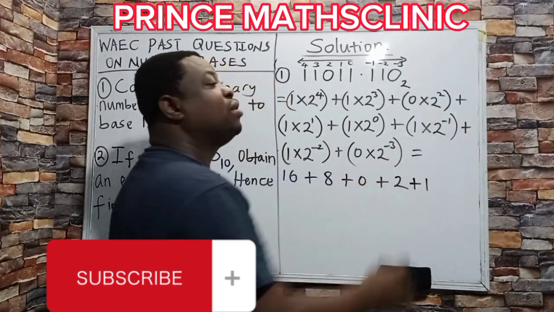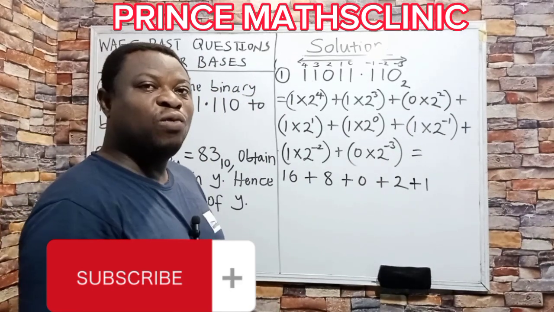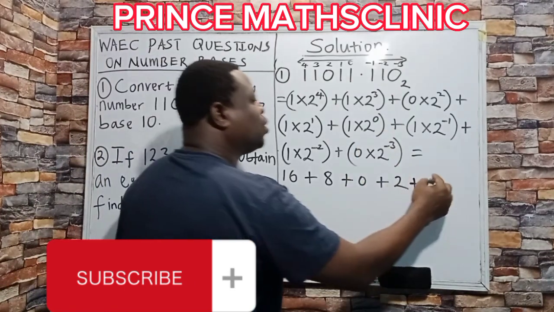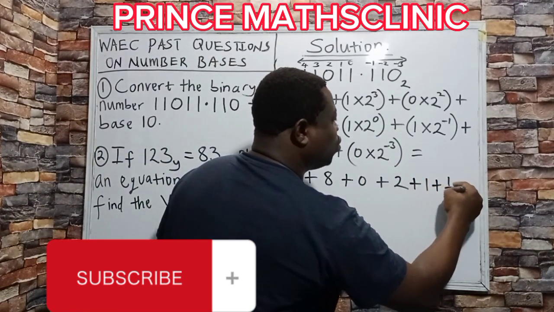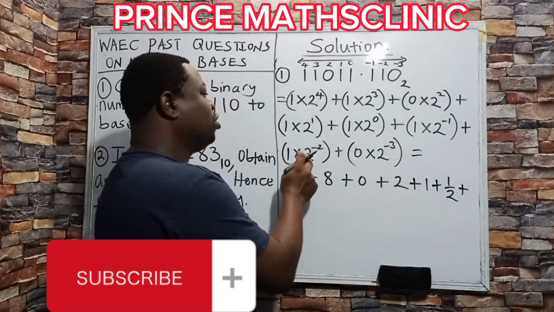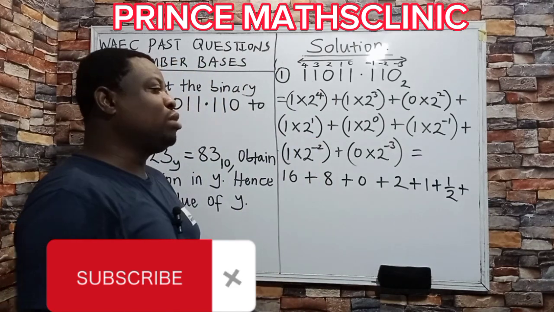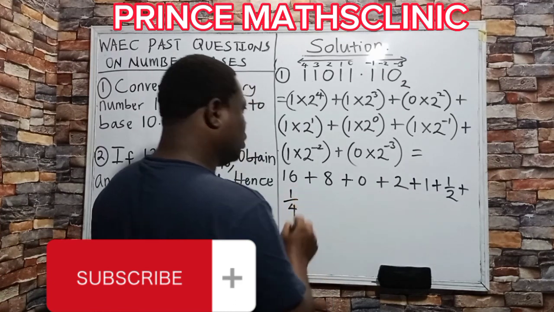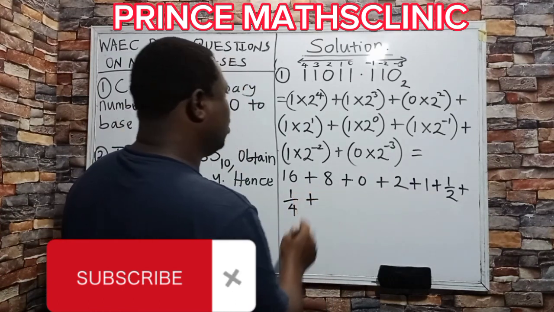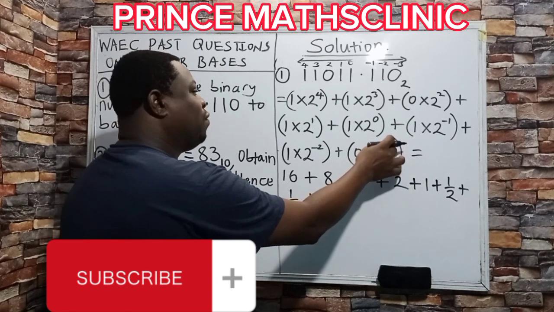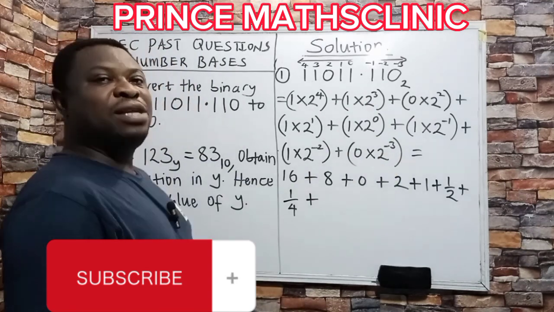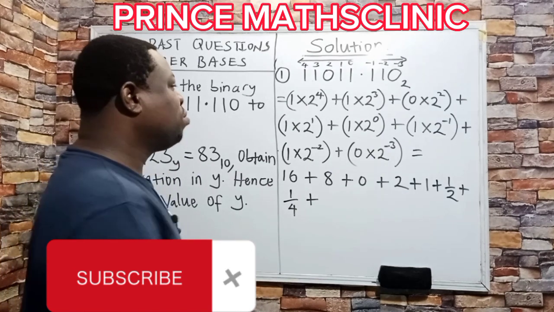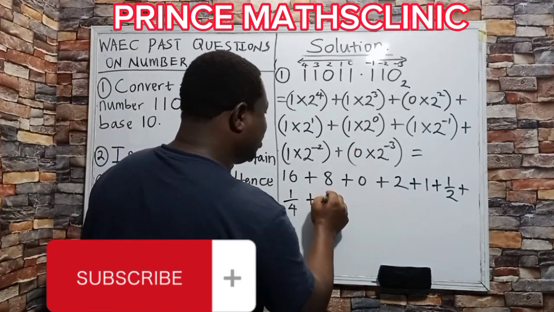2 to the power of -1 means 1 over 2, and when you multiply 1 over 2 by 1, you get 1 over 2. Then 2 to the power of -2 means 1 over 4. Then 2 to the power of -3 means 1 over 8, but when you multiply by 0, you get 0.